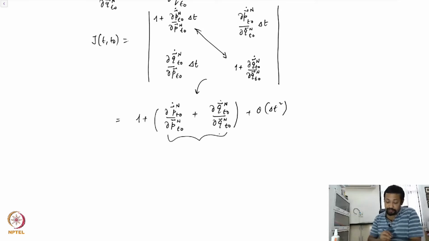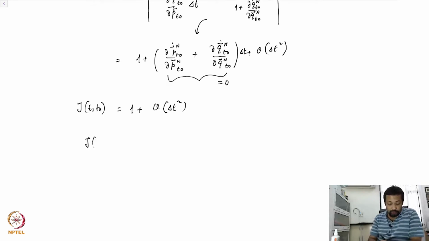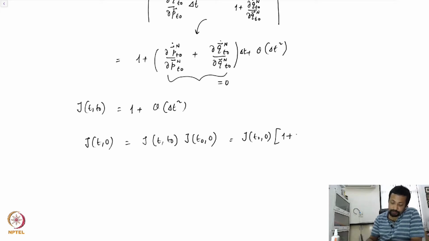But we did this. This is equal to 0. So therefore, J of T comma T0 is 1 plus order delta T square. There is no delta T term that survives this equation. So one can therefore write down J of T comma 0, the Jacobian. You start from time 0 to time T is J of T comma T0, J of T0 comma 0, right? So this becomes J of T0 comma 0 times 1 plus order delta T square.